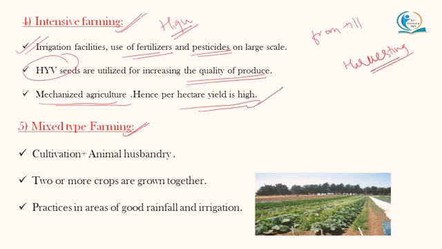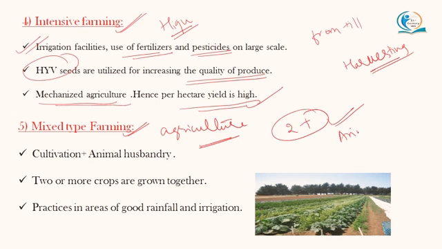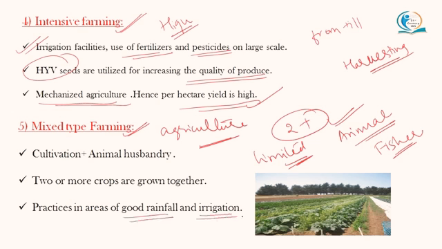Mixed type of farming. This is mostly encouraged in recent times because of decreasing land under agriculture. Under this mixed type of farming, two or more crops are cultivated within a piece of land. Apart from that, other activities like animal husbandry or livestock growing and fisheries are also carried out simultaneously. Thereby, within a limited space, you can expect a greater output from this type of mixed farming. This type of farming is generally followed in areas with good rainfall and good irrigation facilities.